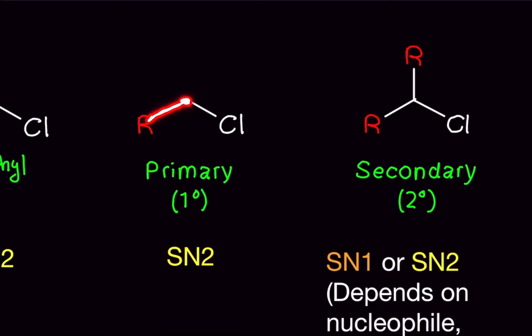So we only see one branch coming off the main carbon. So this is the primary or first degree alkyl halide. And this is also okay for Sn2. It's not too bulky, so this can happen all in one process. There will be no carbocation intermediate if you were to do an Sn2 reaction. If you were to do a substitution reaction, no carbocation intermediate.